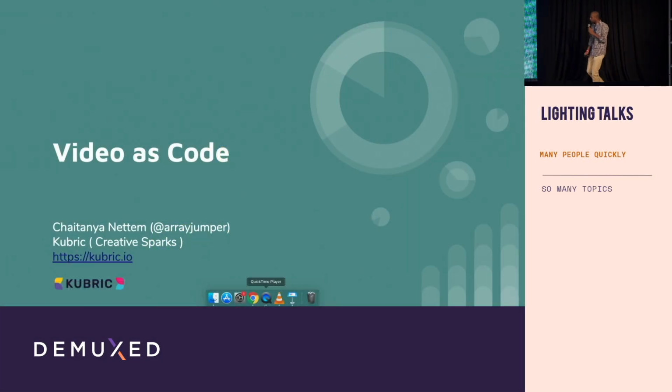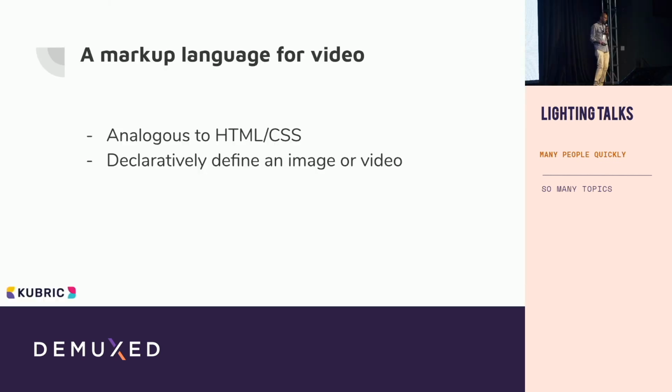So I'm here from Kubrick. We do a product which is able to show video as code. You're able to represent video as code. So it's sort of analogous to HTML or CSS. Since you're able to represent a website with that, we wondered why not a video as that. So this enables you to declaratively define what all the interactions in the video might be, what the components are.